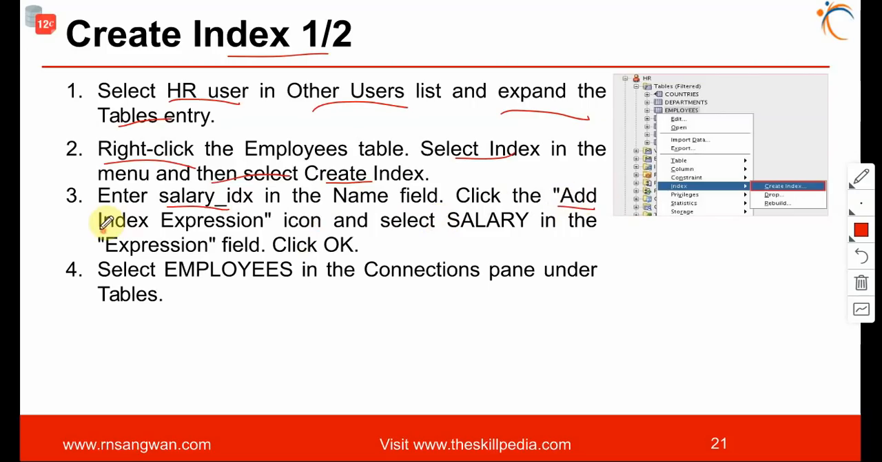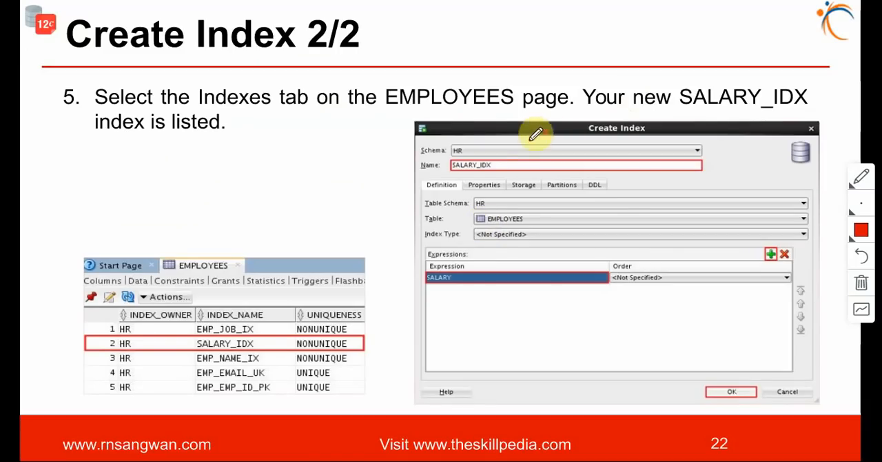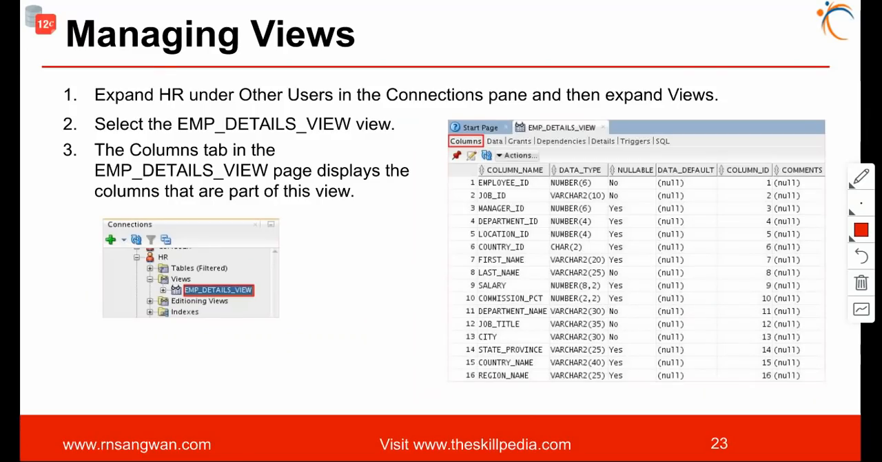Then add index expression and select salary in the expression field. This is salary index expression. Expression is here on which column you want to create the index. If you want to add more index, you can click on the plus sign. Quite logical. Index is not that primary key. Index can have duplicate values.